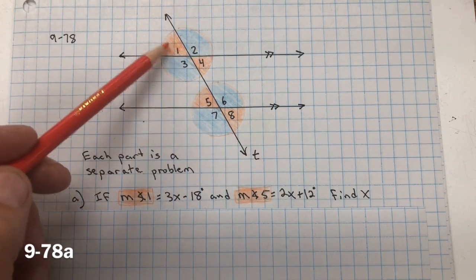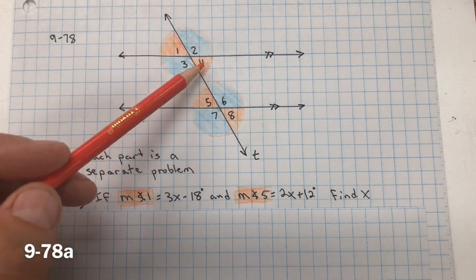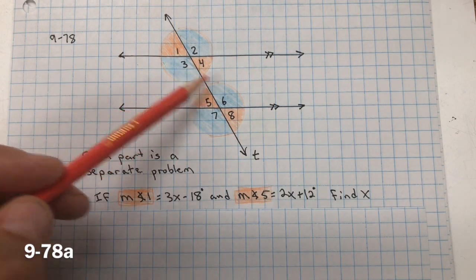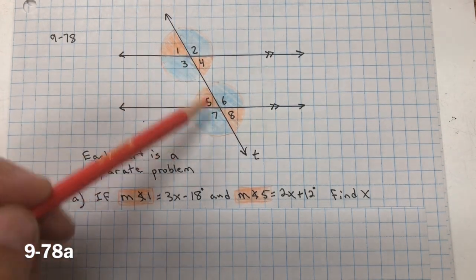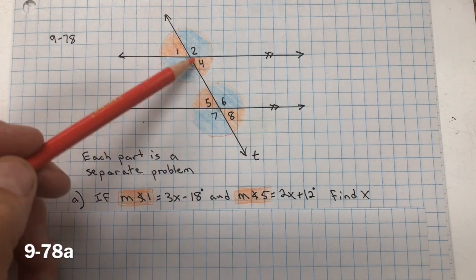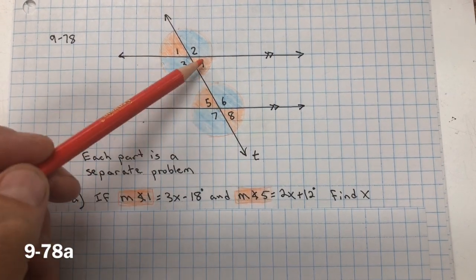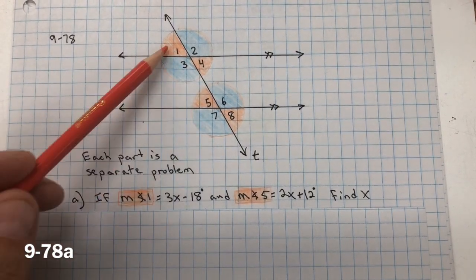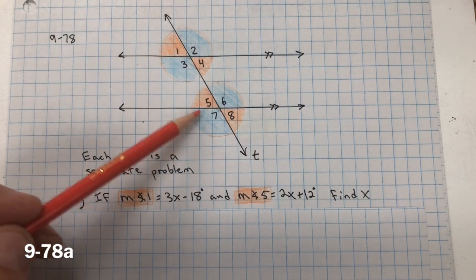That way I know that all of the orange are congruent angles, all of the blue are congruent angles. And there are the relationships: vertical angles are congruent, alternate interior, alternate exterior, corresponding. So those are all congruent angles.